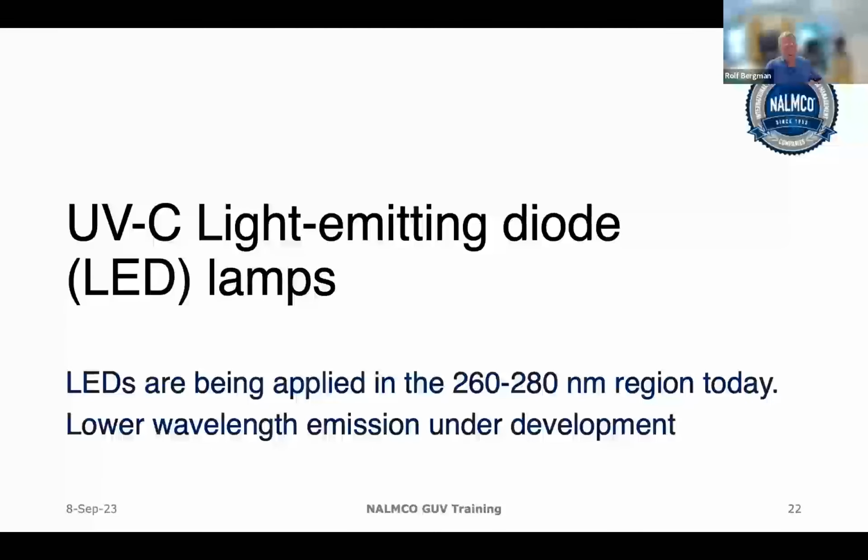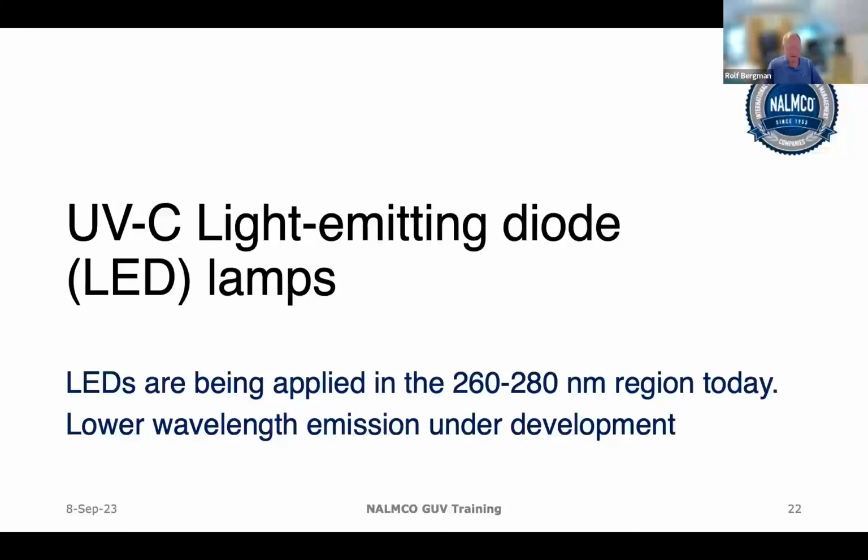Okay, so much for krypton chloride or excimer lamps. Another type of lamp that is being developed, and probably the newest one on the market, is the light-emitting diode. These are being developed in the UVC region. They've obviously taken over the visible light market. It's hard to find historically known lamps. Now almost everything is an LED.